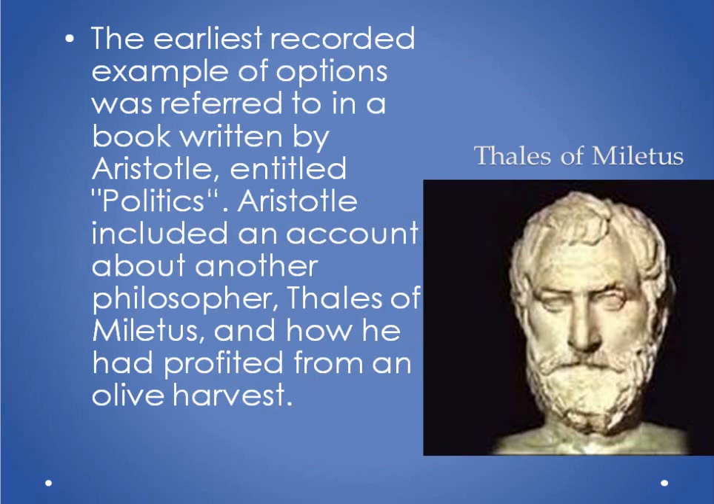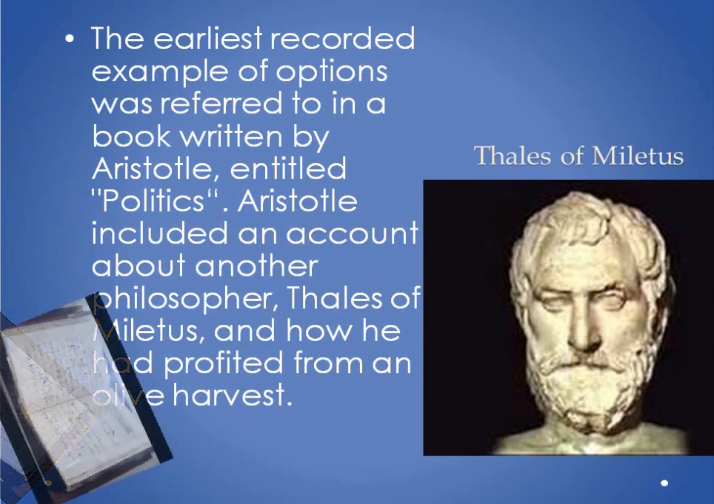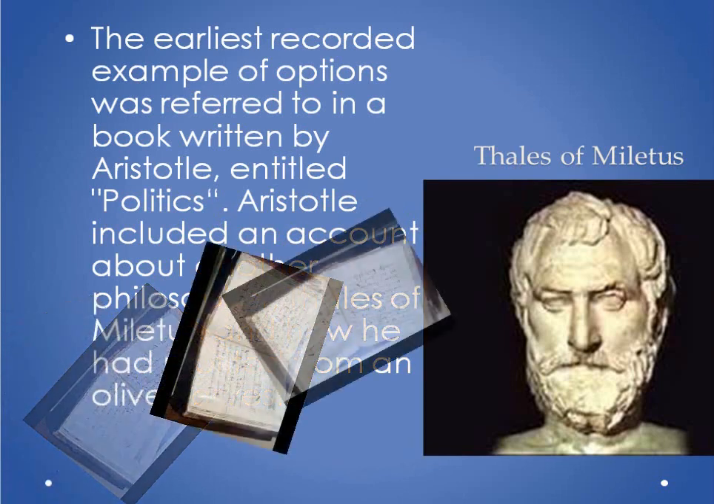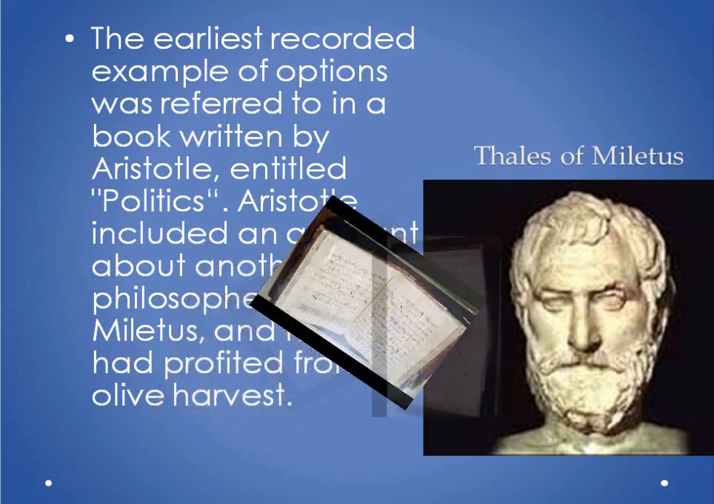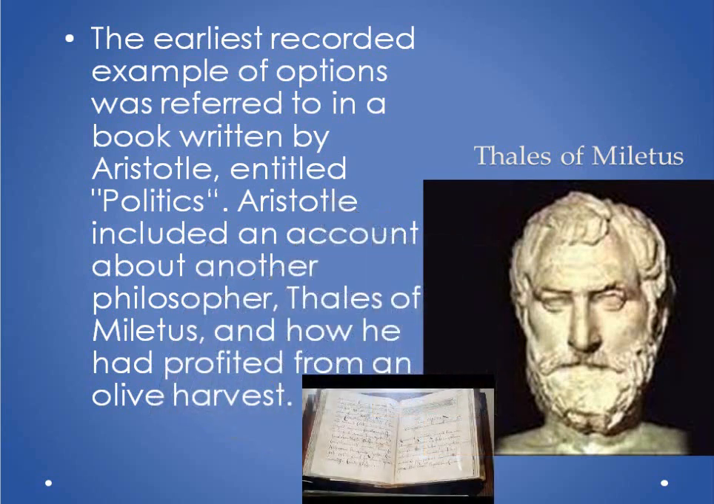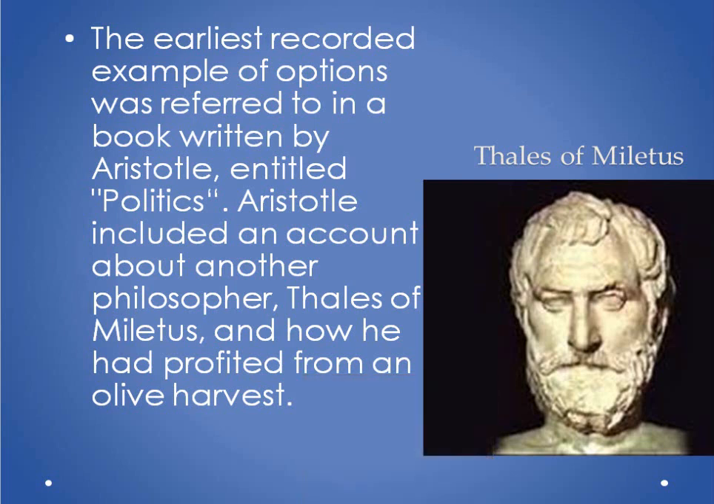This is Thales from Miletus, and he's the earliest recorded example of options. He was referred to in a book by Aristotle called Politics, which talks about an account of Thales and how he became a very wealthy man and profited from options. It wasn't really known as options back then, but Thales was a philosopher. And he also had other interests in astronomy and mathematics. He combined all of this knowledge of the different subjects to create what is effectively known as options today. Thales managed to predict that there would be a vast harvest of olives in Greece in the spring.